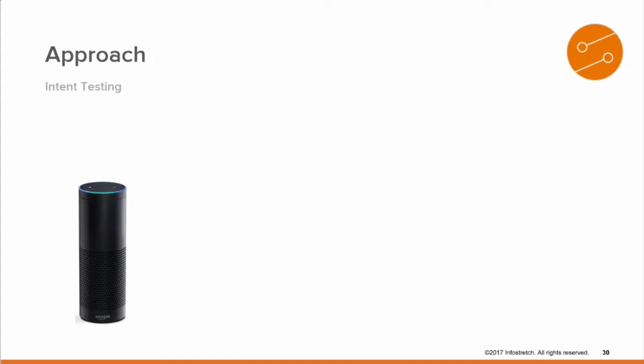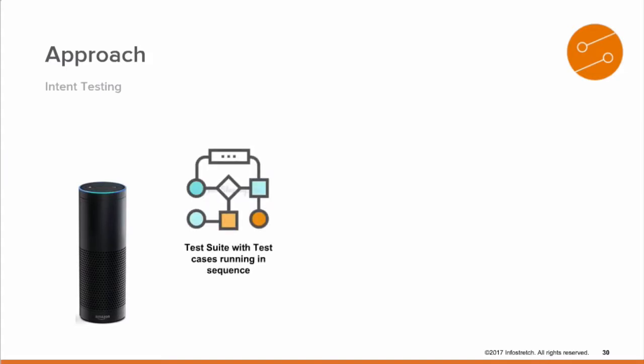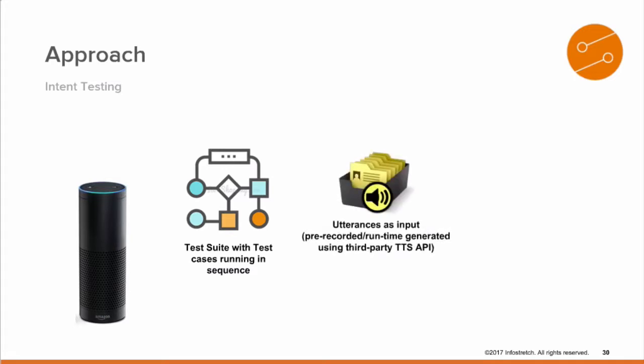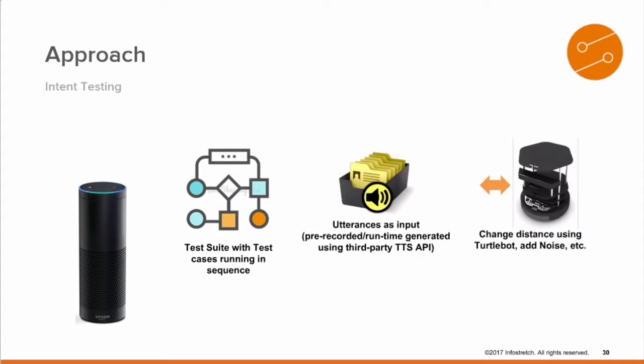So in this particular slide, you could see that you have some kind of a device that you're feeding some data to, right? In this case, I'm showing an Amazon Echo here. You have a test suite which has your test cases running in sequence. Now the test suite could really be the same test suite that we created for our text-based chatbots.